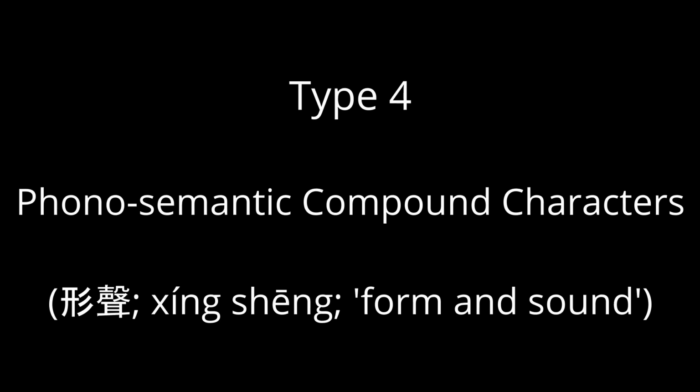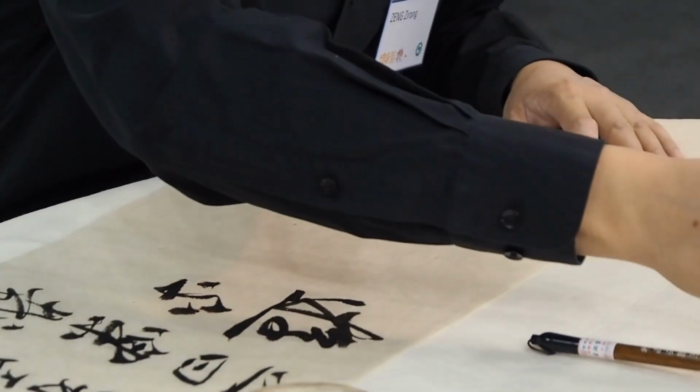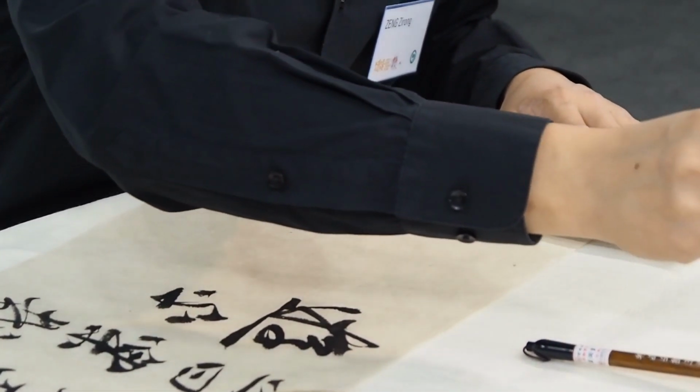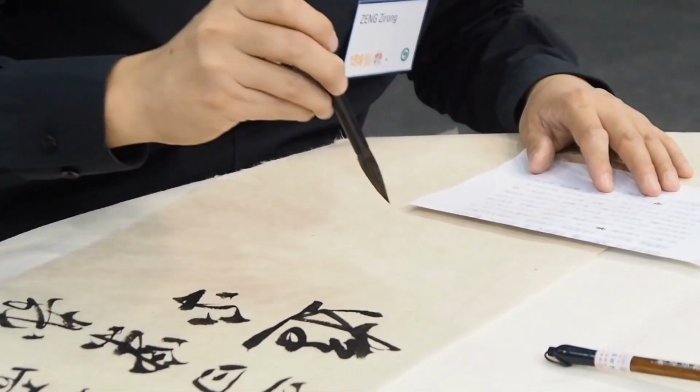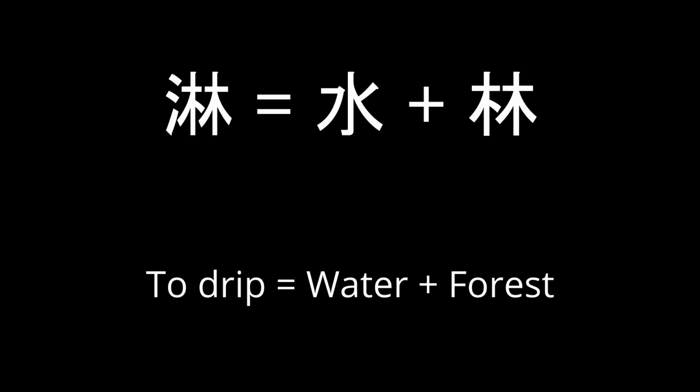Type 4, phono-semantic compound characters, or 形声, meaning form and sound. This is when one element gives a hint to the meaning of the character while the other element gives a hint at the pronunciation. These make up the vast majority of characters in Chinese and can often lead to native speakers being able to guess the meaning and pronunciation of a character with some degree of accuracy based on the context. For example, lin means to drip.